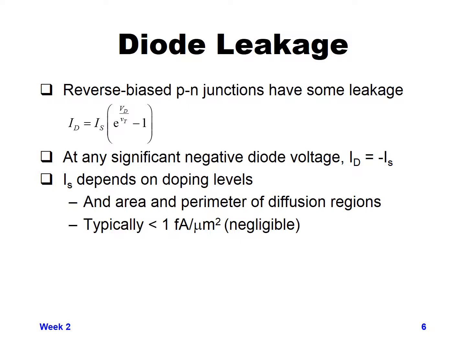So for any significant negative diode voltage, you'll wind up getting ID equals negative IS. And IS depends on your process technology, your doping levels, the area of the perimeter and diffusion regions, and typically that value in more modern processes is on the order of 1 femtoampere per square micron, which is small enough that it's typically been negligible and not something that we need to account for.